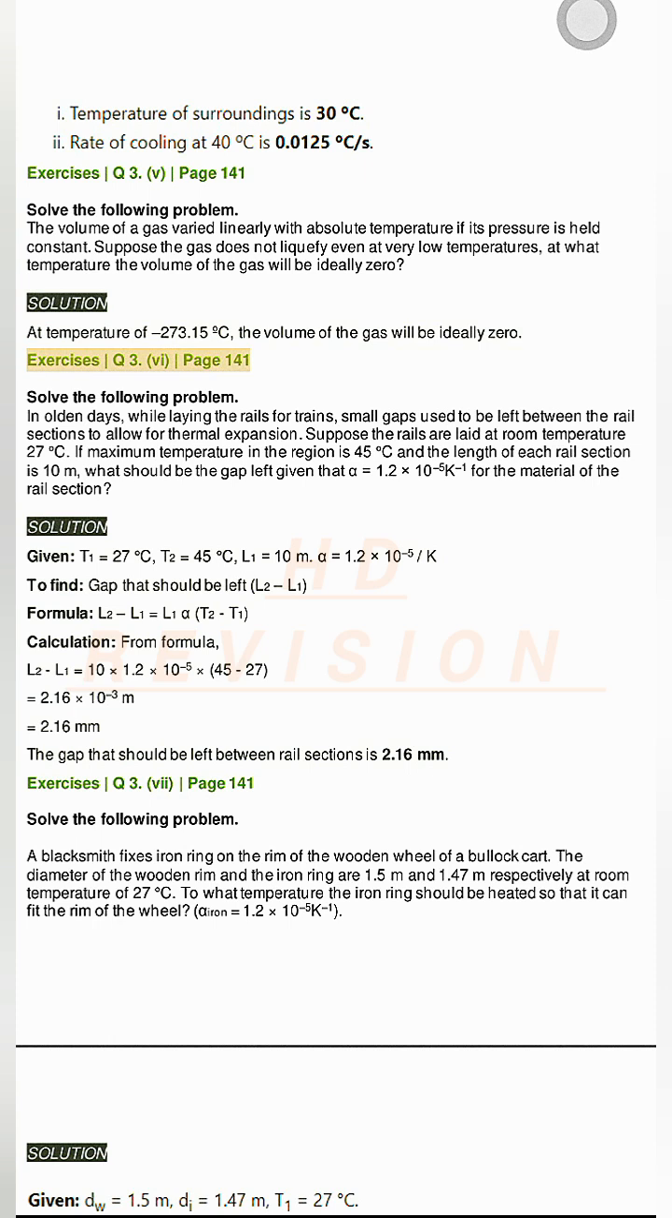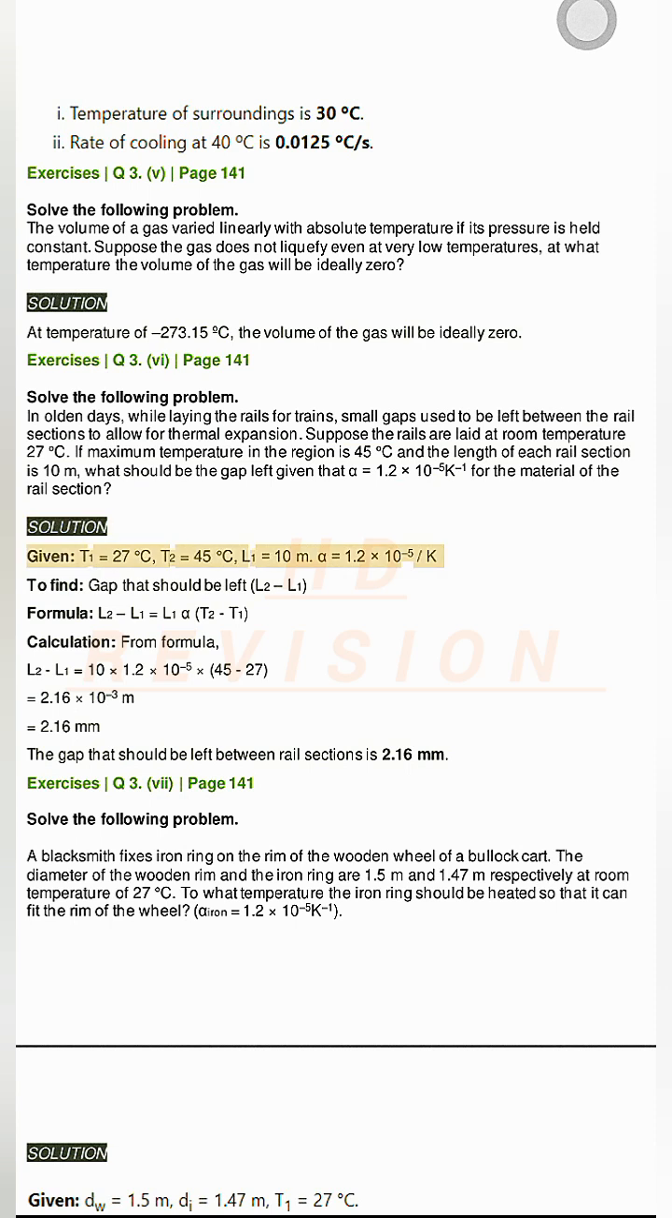Exercises Q3. B page 141. Solve the following problem. In olden days, while laying the rails for trains, small gaps used to be left between the rail sections to allow for thermal expansion. Suppose the rails are laid at room temperature 27 degrees Celsius. If the maximum temperature in the region is 45 degrees Celsius and the length of each rail section is 10 meters, what should be the gap left, given that alpha equals 1.2 times 10 to the power minus 5 K minus 1 for the material of the rail section?